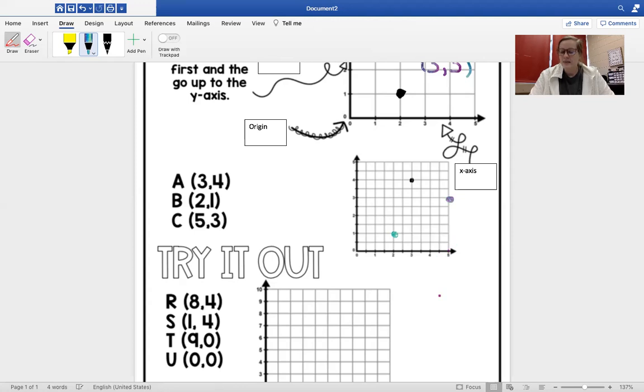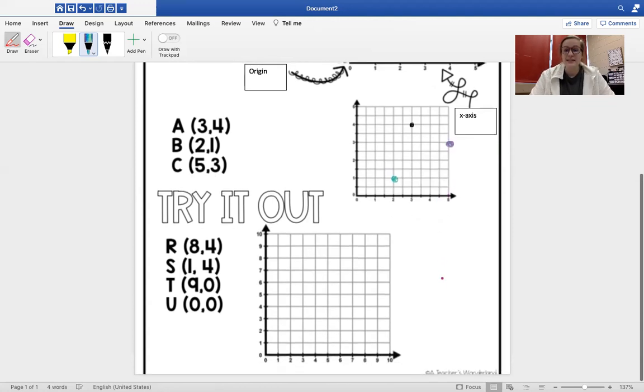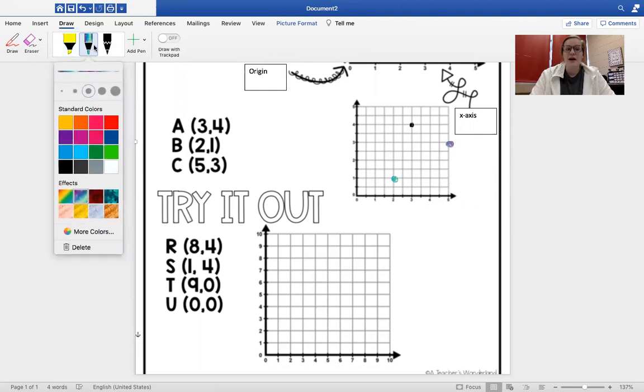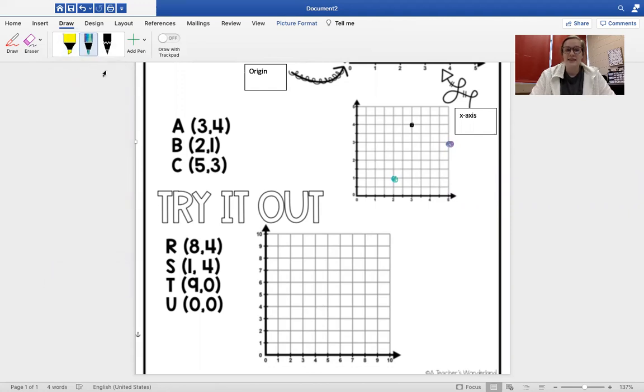And it's okay if it's not perfect as long as I can tell where you're trying to get it. Alrighty, so this last one, if you have some graph paper with you, you can pause the video and try it out. If not, let's plot them together. All right, we're going to have 8, 4. That means I need to go over 8 and up 4. So we go over 8 and up to 4.